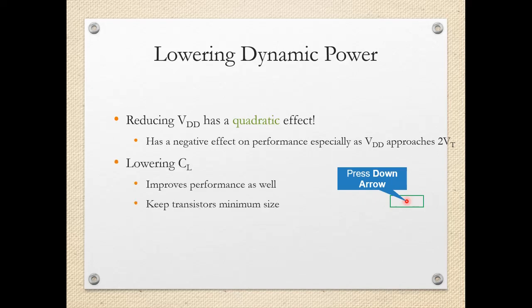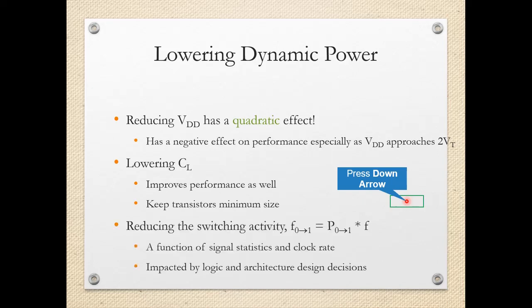Another way is by lowering CL, the load capacitance. It improves the performance of the circuit, and it keeps the transistor size as minimum as required. The third thing that we can do is reduce the switching activity, because again the dynamic power consumption is directly proportional to the switching frequency and the probability of transition of output from 0 to 1. So it is a function of signal statistics and the clock rate, and impacted by logic and architecture design decisions.